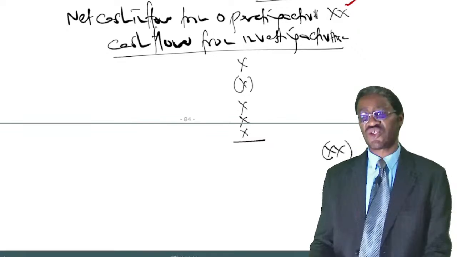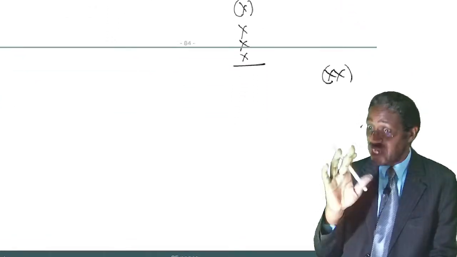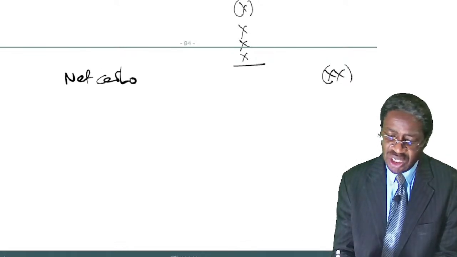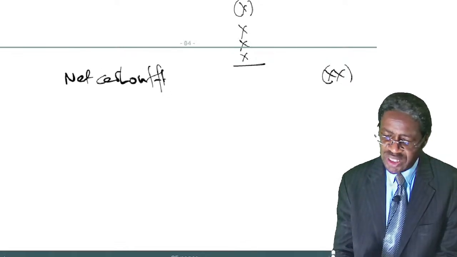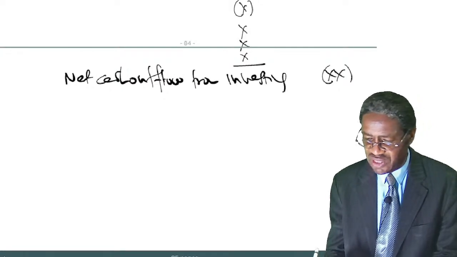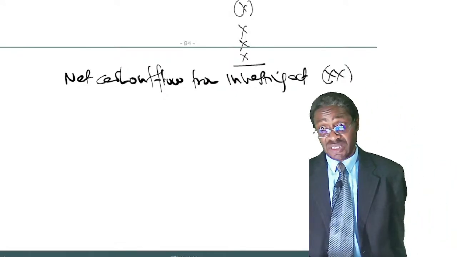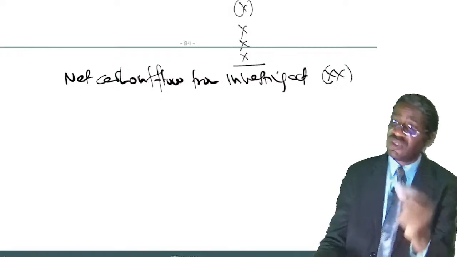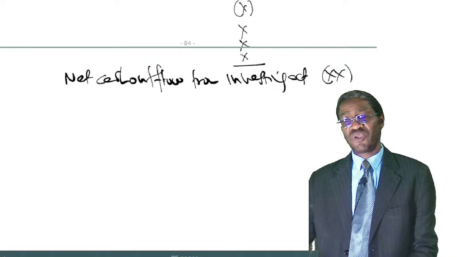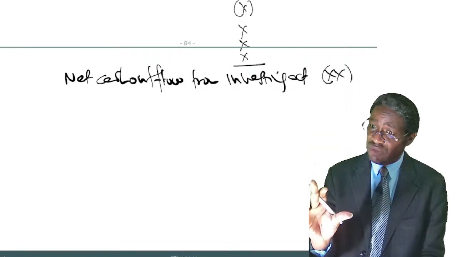I push it to the extreme again. This time, I'm assuming it's a negative. If it's a negative, you used to call it net cash outflow from investing activities. Of course, if it was a positive, you call it net cash inflow from investing activities. That was category number 2.